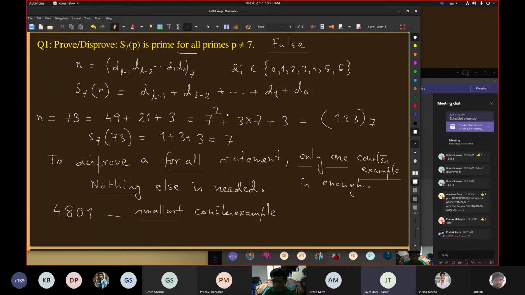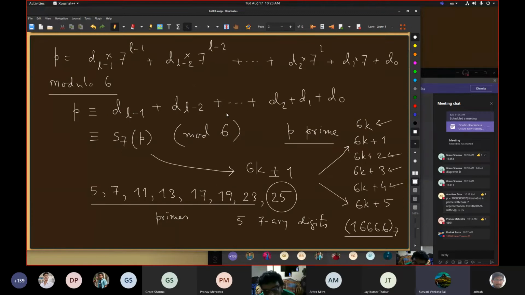Yes, sir. Take D naught mod 6. Why didn't you take D naught mod 6 on the next page? You took modulo 6 of P, so D L minus 1 plus D L minus 2, and at the end there shall be D naught modulo 6. No, everything you divide again by 6, this sum. But D naught is also less than 6, so it is just D naught. True, but the sum may be bigger than 6.